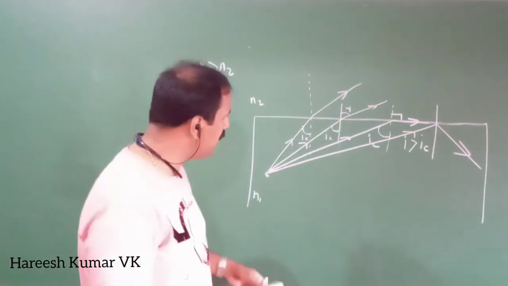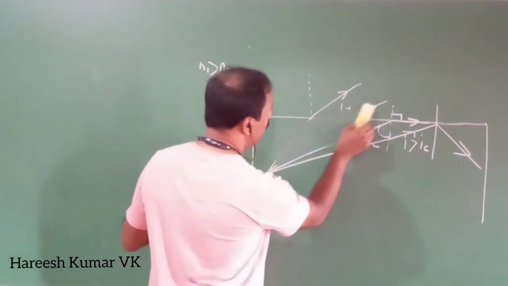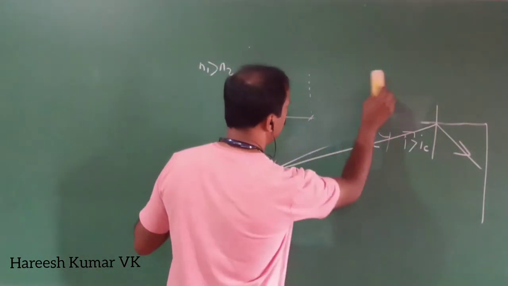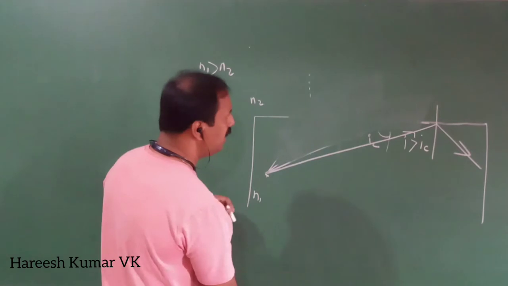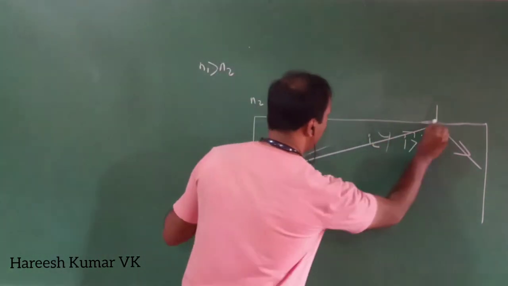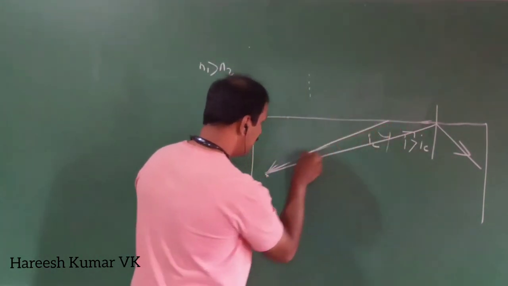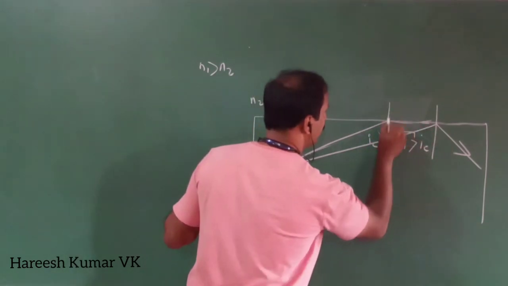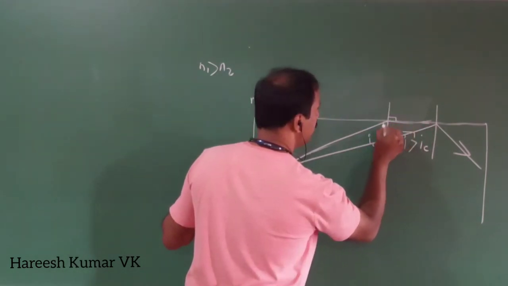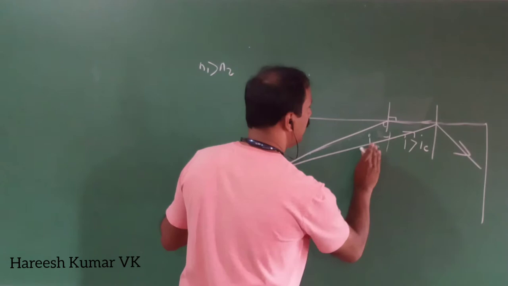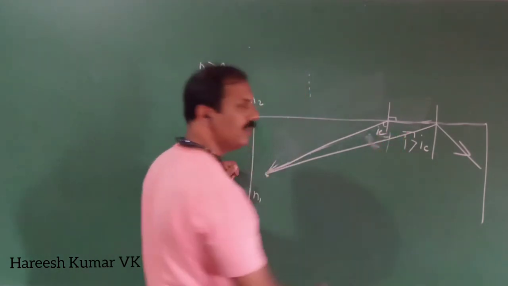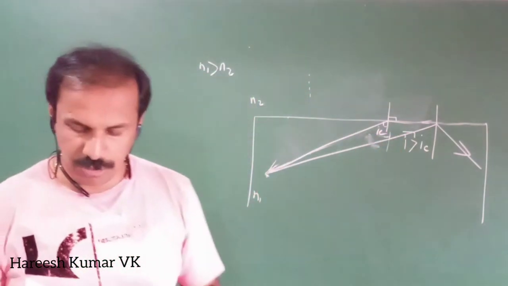Now for easiness, I will erase the other things. I am erasing this one. So the total internal reflection will look like this. What I will keep is the ray making 90 degrees. So this is making 90 degrees, and this angle is IC.